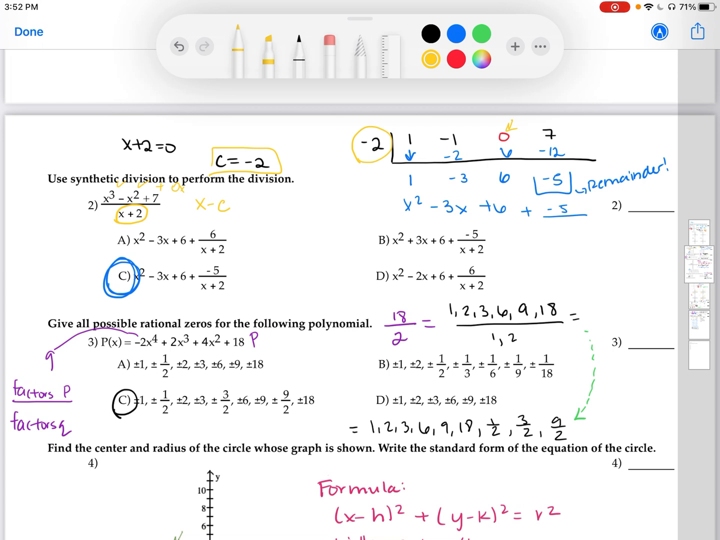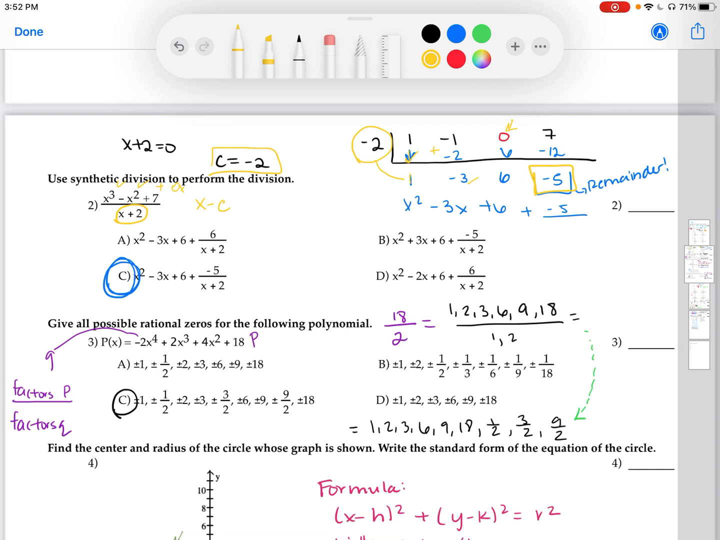All right, to perform synthetic division, you bring down your first number, and then you're going to multiply and add until you're done. So we multiply negative 2 and 1, we get negative 2. We add negative 1 and negative 2, we get 3. We multiply negative 2 and 3, we get negative 6. We add 0 and negative 6, we get negative 6. And your last number is always your remainder.